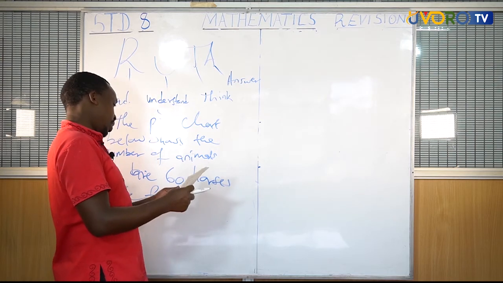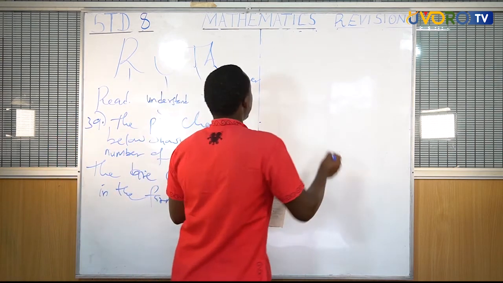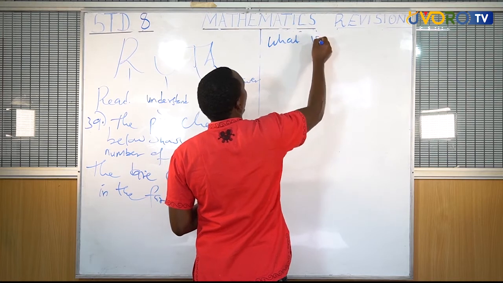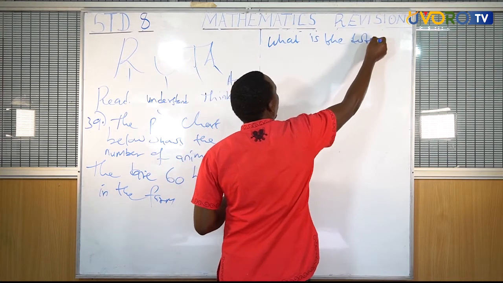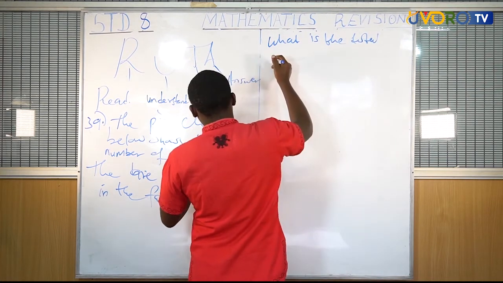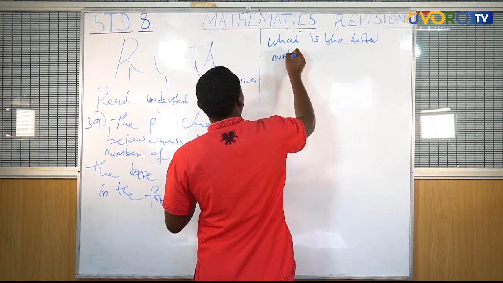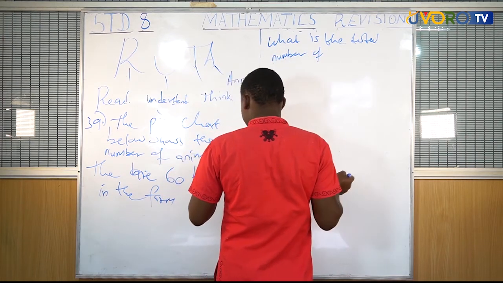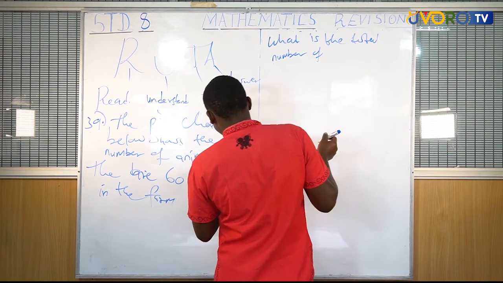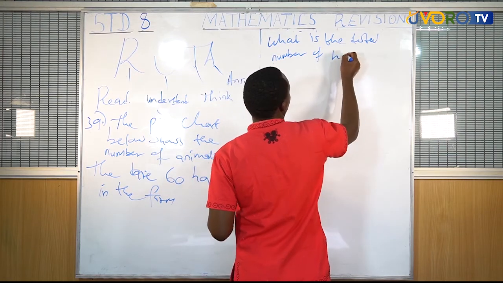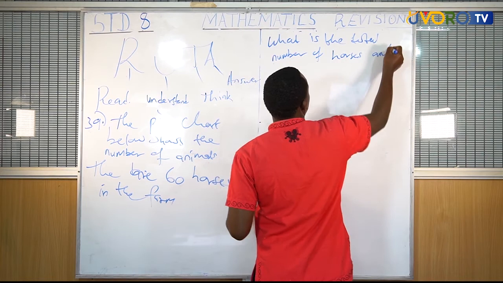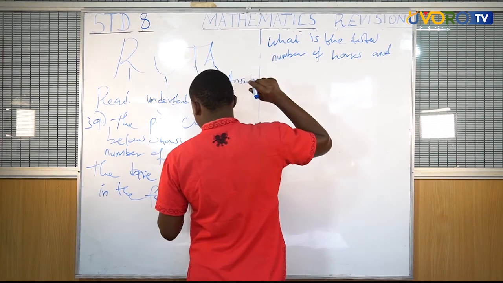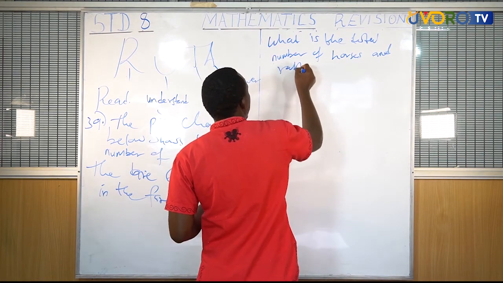So what is the question asking us? What is the total number of horses and rabbits in the farm?